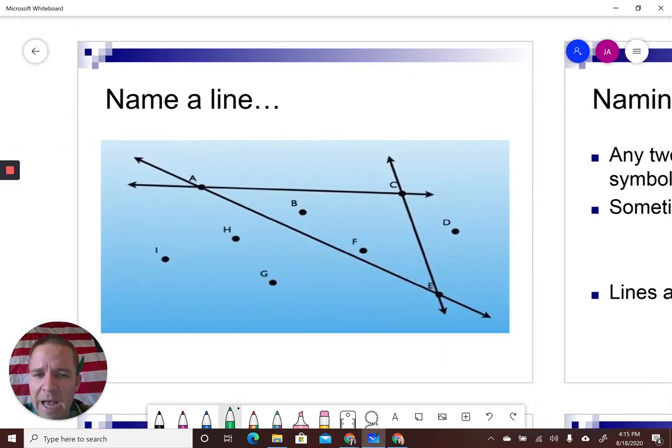So to name a line, let's say we're talking about, if I were to say line AE, what part would that be? How would we notate that? Well, to name a line, it'd be AE, and we'd put a line with the 2 arrows over it. That would mean we're talking about this entire line right here, and it goes on forever and ever to infinity and beyond in both directions.